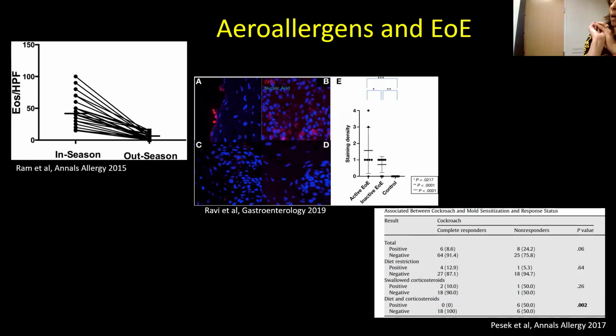And that's exactly what Robbie Pesic and his group has seen in Arkansas, which is that if you have a perennial aeroallergen allergy, it makes you less likely to respond to topical steroid or elimination diet. That person is just harder to treat, right? It's all a balance. The esophagus is trying to inflame and we're trying to stop it. And so sometimes the esophagus wins.